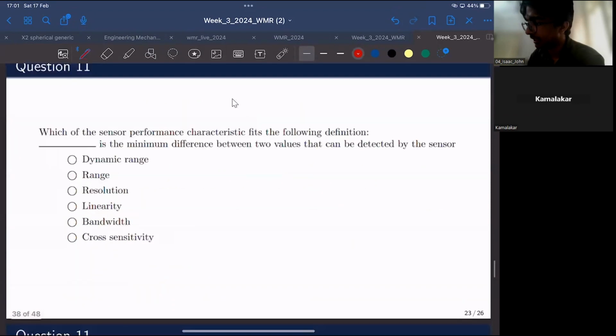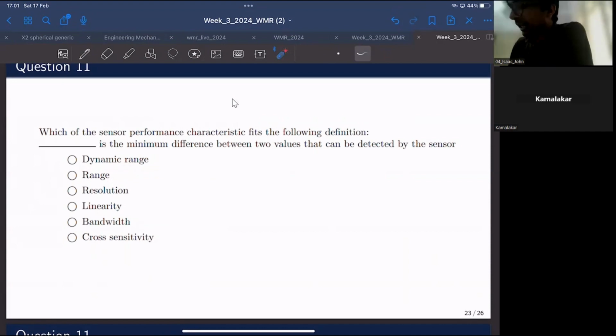And question 11, what does it say? Which of the sensor performance characteristics fits the following definition? We have actually seen what each of the specifications means. What does dynamic range mean? What is the meaning of range, resolution, linearity, bandwidth? We have covered all that earlier in this session. So the statement is: something dash is the minimum difference between two values that can be detected by the sensor.